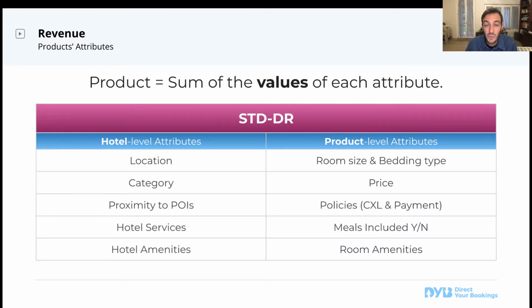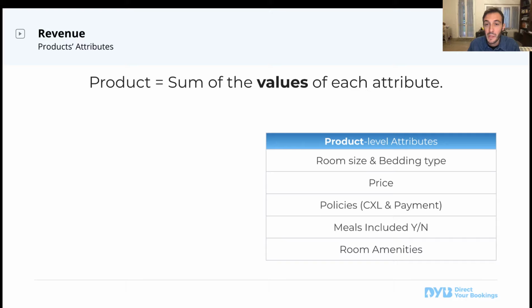And this is, visually speaking, what I think best represents it. Now, if the values of attributes at hotel level remain unchanged, what you can change is the value assigned to your product level attributes.